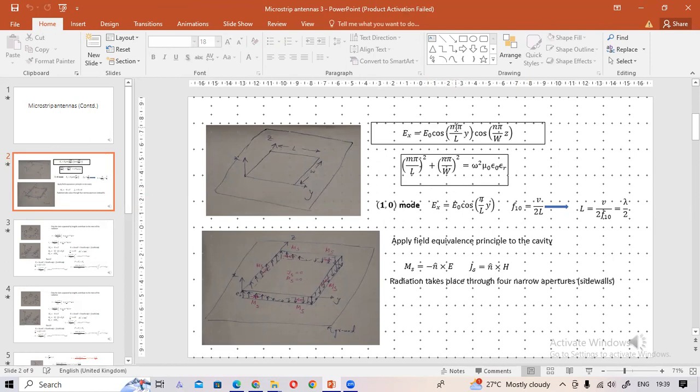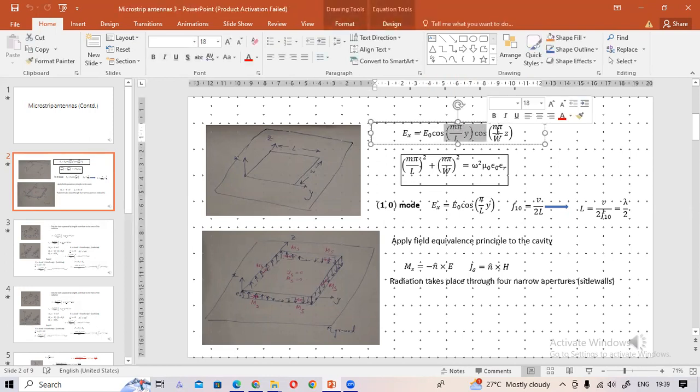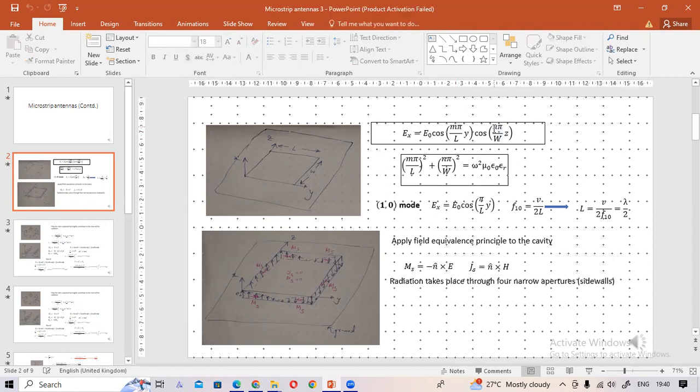You can see that there are some values m and n. Using this m and n, the modes are defined. Basically there are the 1 0 mode and the 0 1 mode. If you consider the 1 0 mode, m is 1 and n is 0, so this part will be 0.